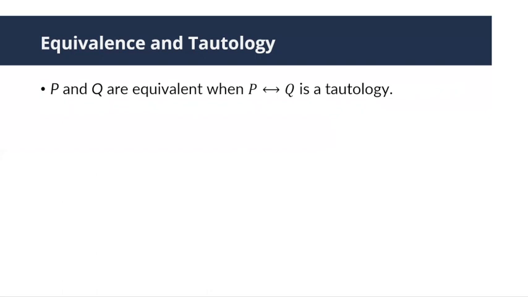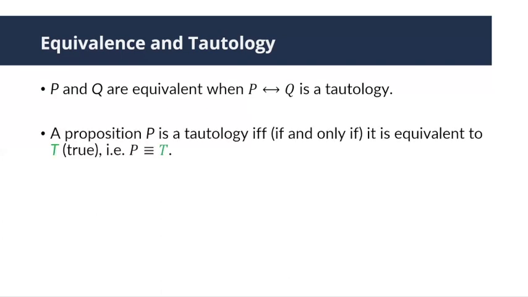Why is that? Because we know if P if and only if Q is a tautology, by definition, it means this proposition is always true. And now if you recall the truth table for this biconditional connective, P if and only if Q is true when P and Q have the same truth value. And by definition of equivalence, that means P and Q are equivalent.